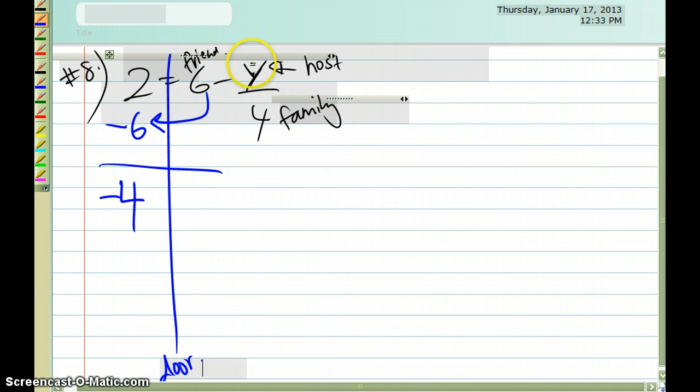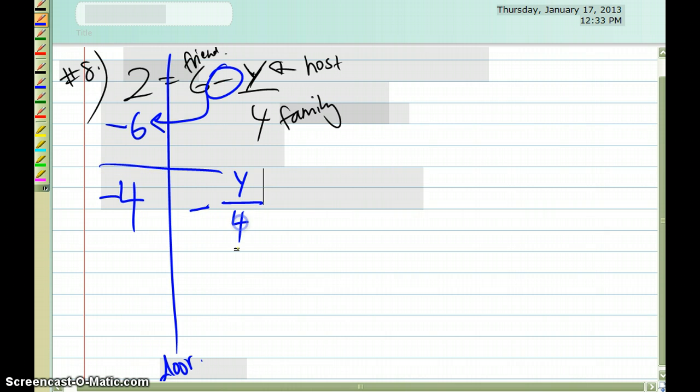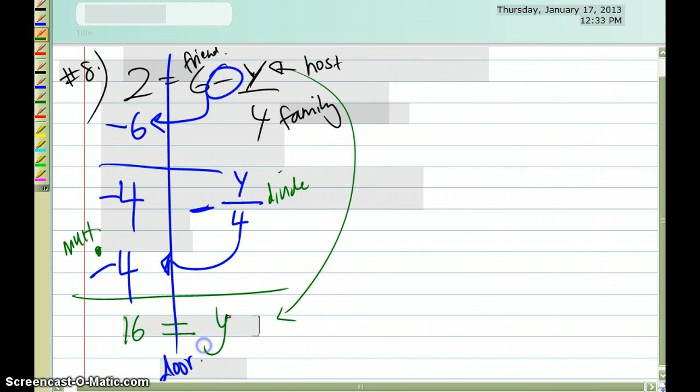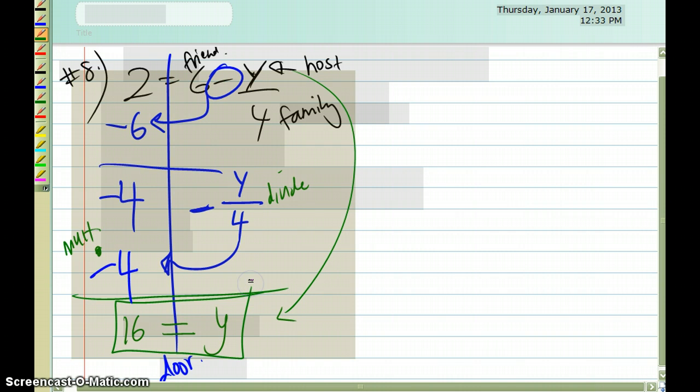And then over here, this is the key part right here to keep the negative. Negative y over 4. And the family leaves. When the family leaves, this negative is going to go with the 4. So the negative is going to go with the 4. And we're going to do the inverse of division here. And we're going to do multiplication. So negative 4 times negative 4 gives me positive 16. And leaving only the host, the y. This is where I've isolated the y. And that's how I got my answer.